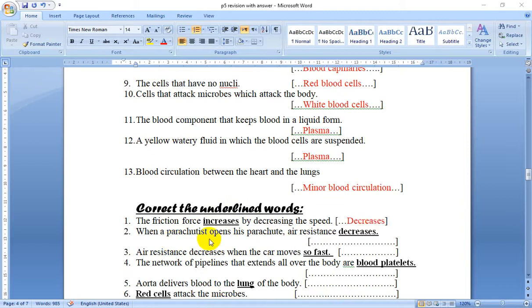Number 2, when a parachutist opens his parachute, air resistance decreases. Now he increased the surface area, so the air resistance must increase also, and this is also a direct relationship between the surface area of the moving body and the air resistance. When the surface area increases, the air resistance increases. When the surface area decreases, the air resistance decreases. Here he opens his parachute, so he increased the surface area, so the air resistance must increase.